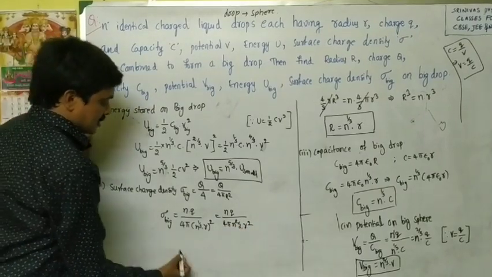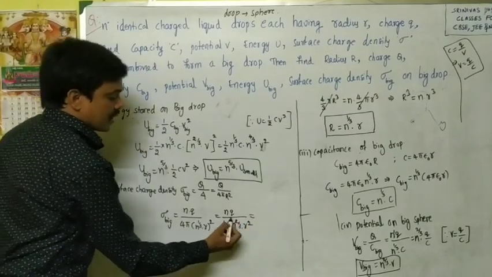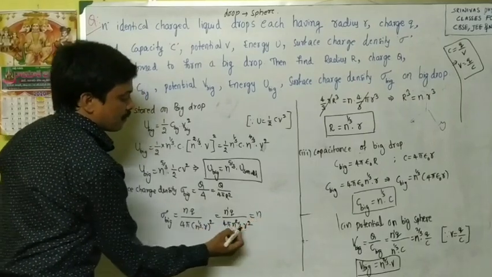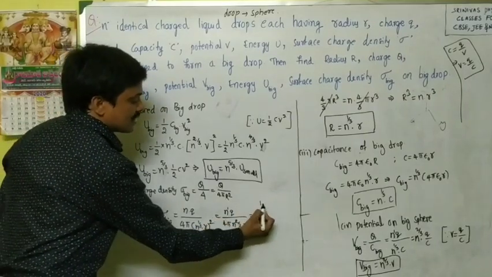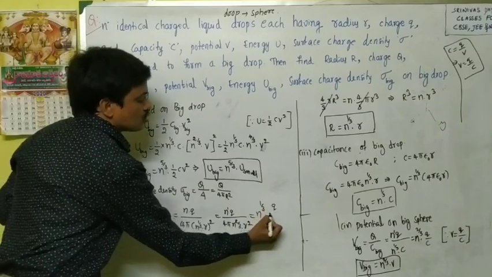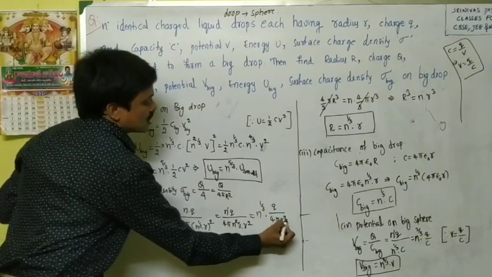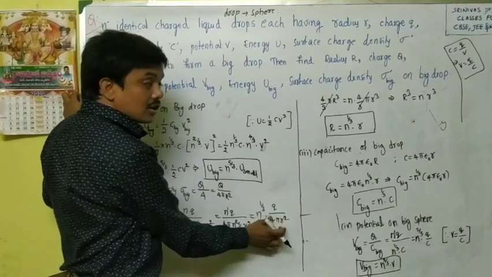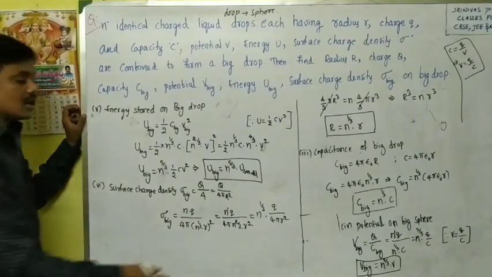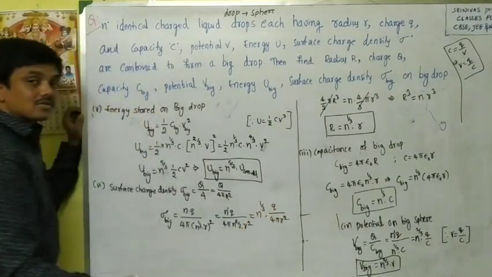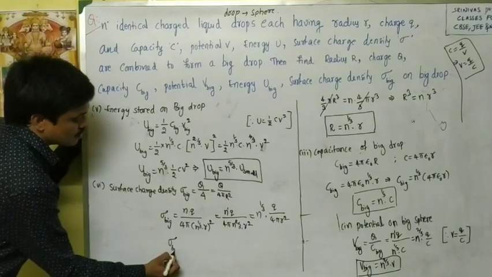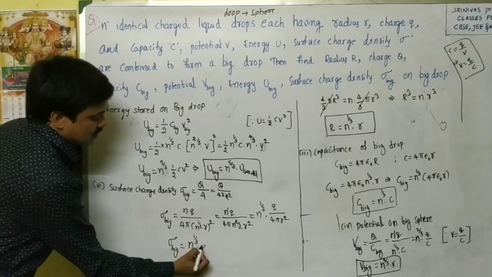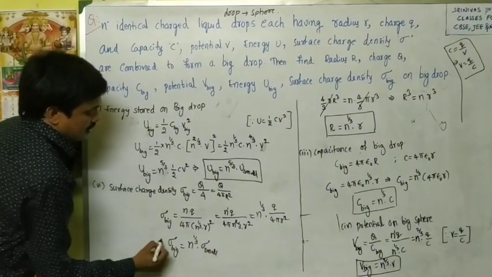Sigma on the bigger drop is equal to, here n power 1, we have to subtract 2 by 3. 1 minus 2 by 3 means we will get n power 1 by 3. And the remaining is q by 4 pi small r square. What is q by 4 pi r square? Q is the charge on the smaller drop and 4 pi r square is the surface area of the smaller drop. Charge by surface area gives the surface charge density, but that is for the smaller drop. So the surface charge density of the bigger drop is n power 1 by 3 times the surface charge density of the smaller drop, right? Okay.